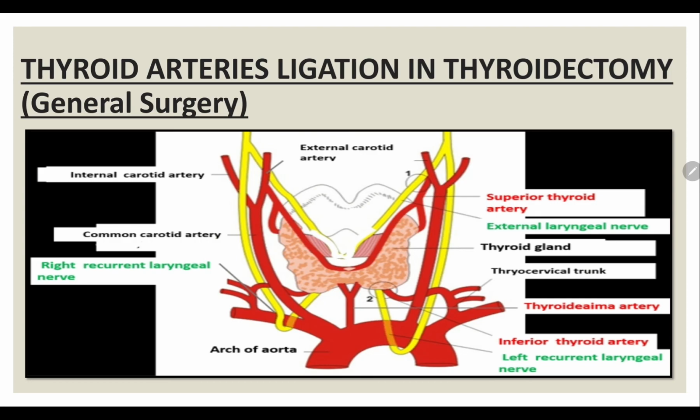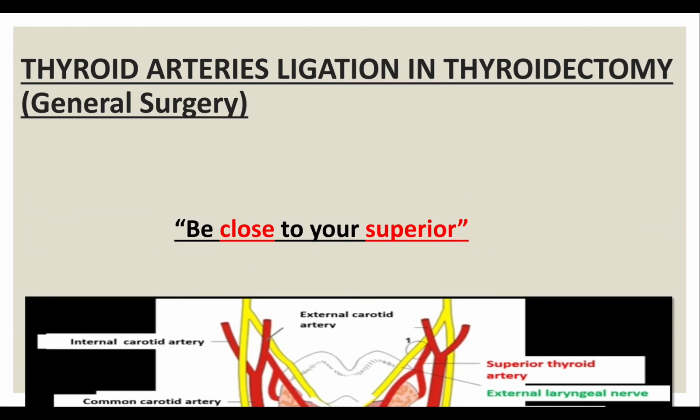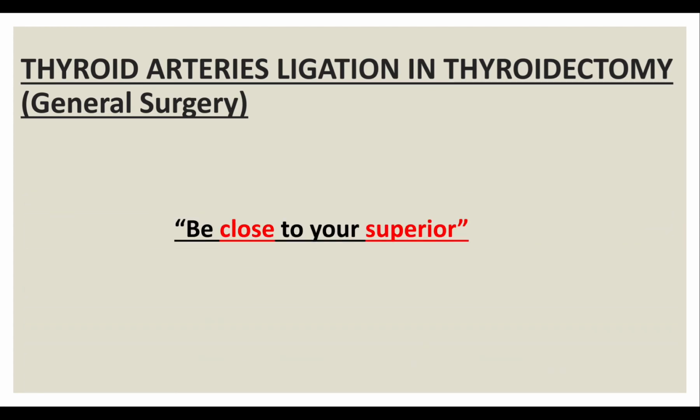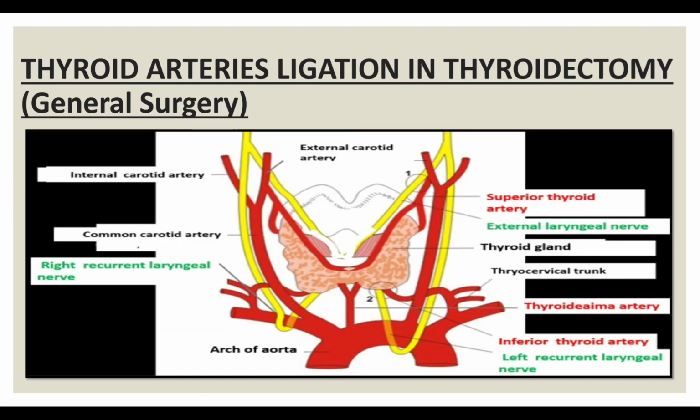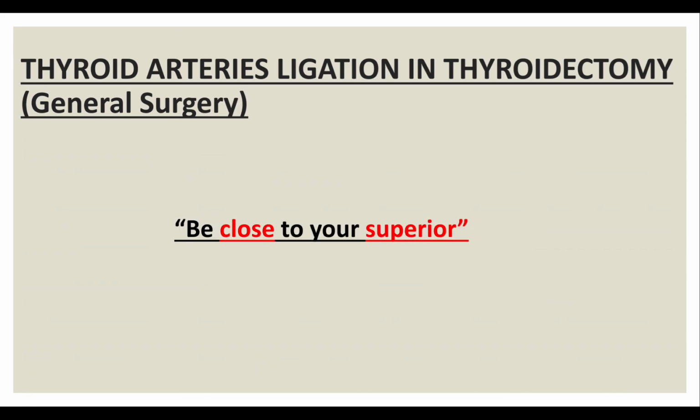Next we come to thyroid artery ligation in thyroidectomy. Basically, we remember this way: be close to your superior. It means we are now going to ligate the superior thyroid artery very close to the apex of the thyroid gland. Thereby, we can prevent injury of external laryngeal nerve. Be close to your superior.